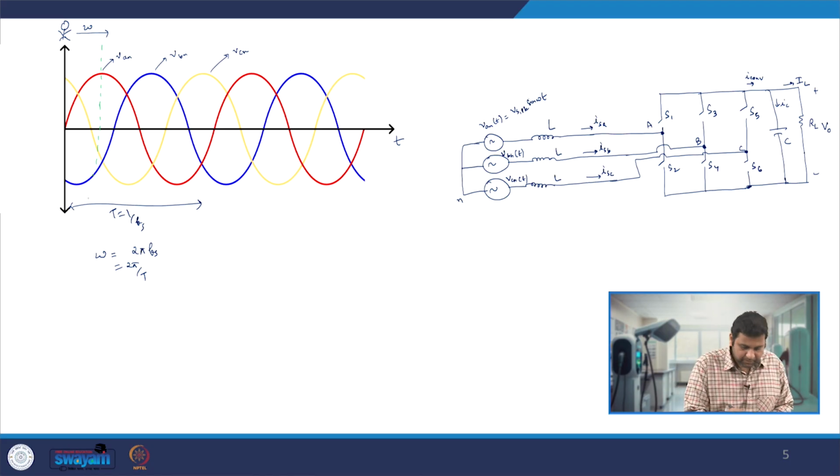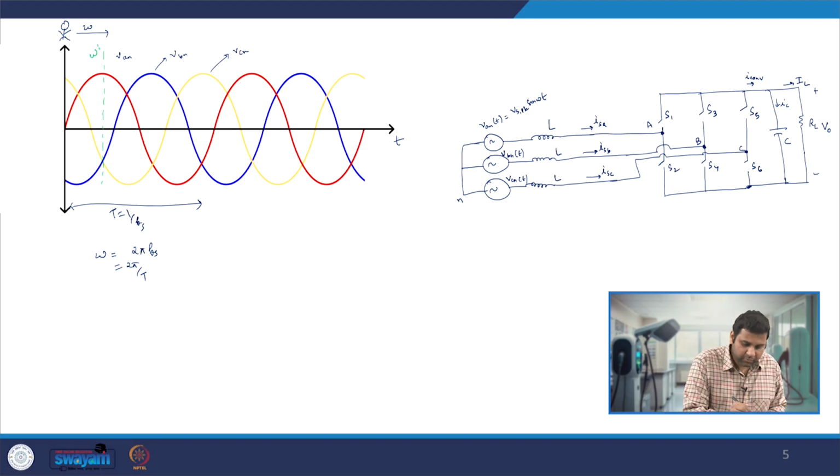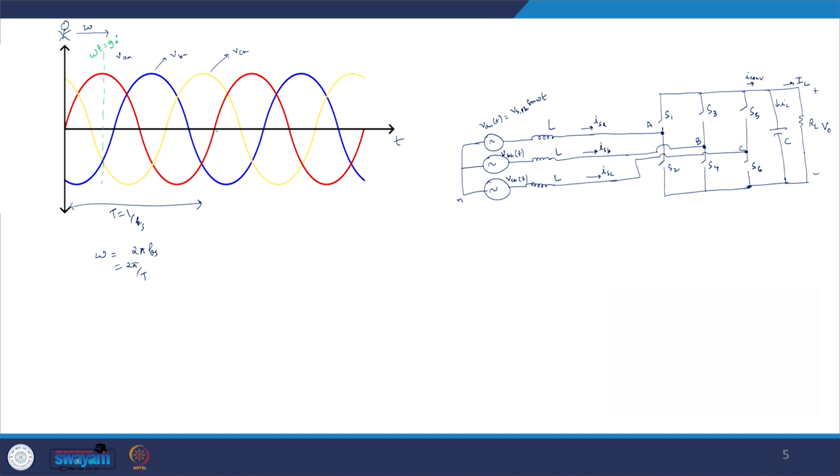And let us say you have reached a point, at this place, where you have reached the peak of the A phase, where omega t equals, if we assume from here to here it is 360 degree, we have reached the angle 90 degree.